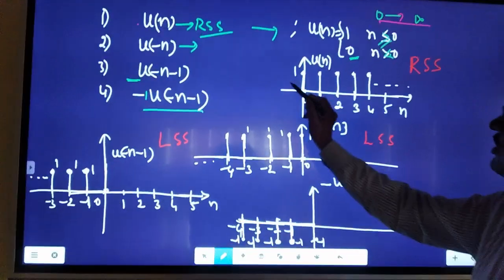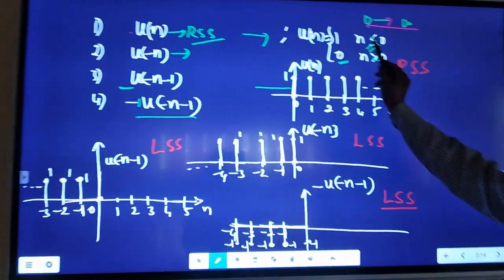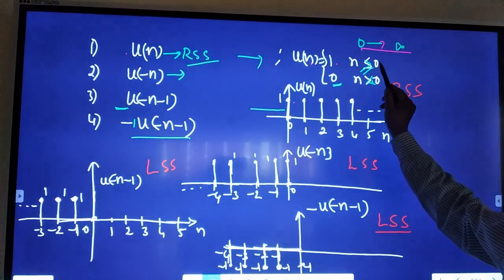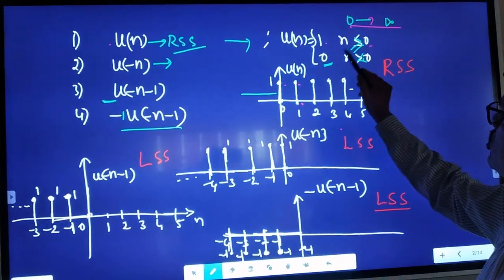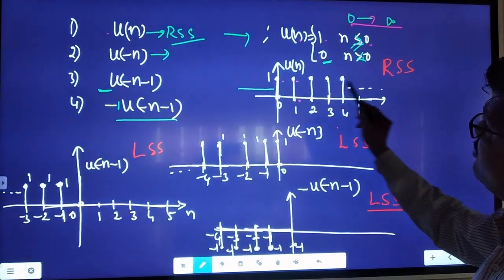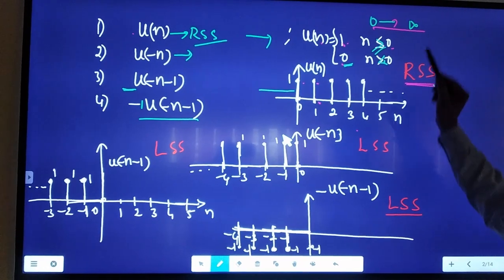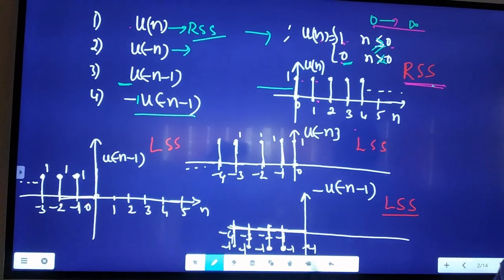For n less than 0, its value is 0. That means this side its value is 0. Now see, n at 0, its value is 1. See, u of 0 is 1. n at 1, its value is 1. n at 2, up to infinity, its value is 1. Otherwise, its value is 0. That is called a right-sided sequence, which was discussed last class.